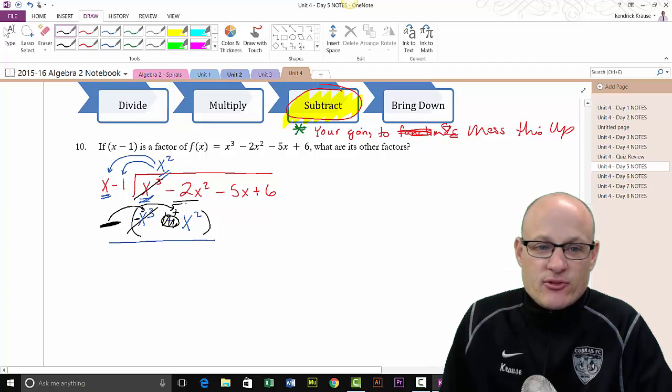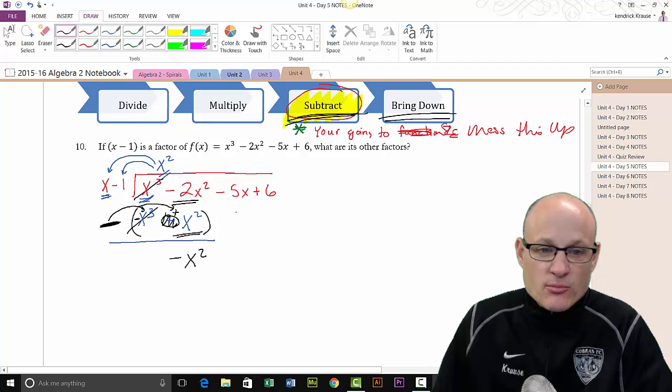And then I'm going to do negative 2x squared plus x squared. Well, that's negative x squared. I subtracted. What comes after subtraction? Bring down. You're going to bring down the negative 5x.